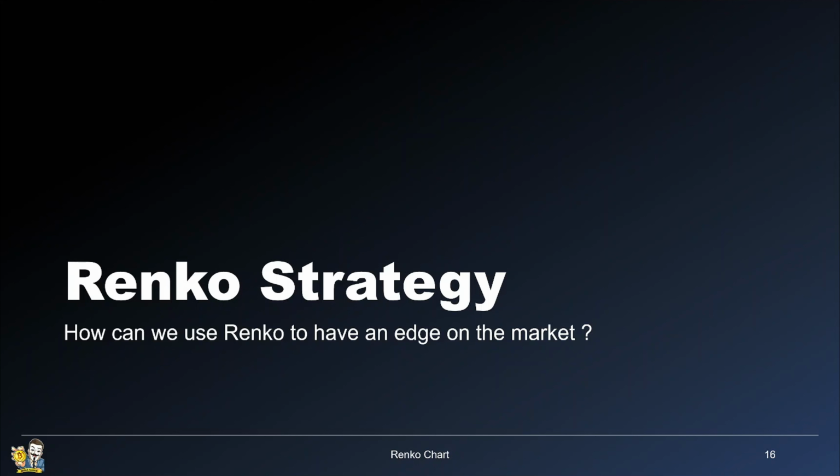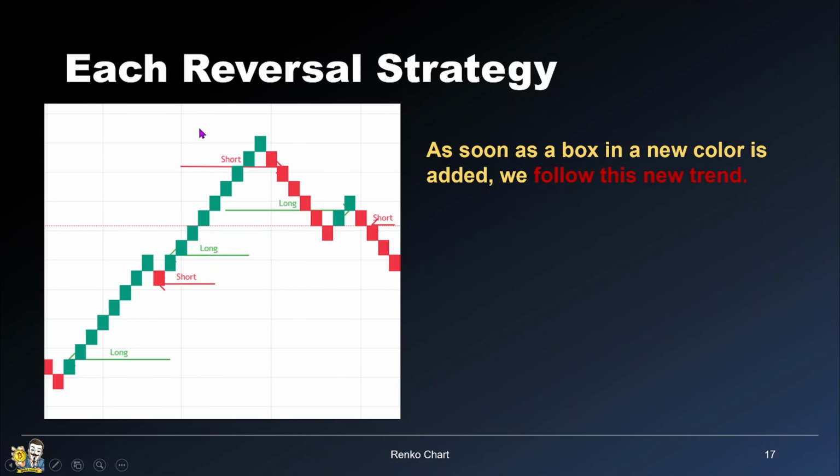Okay, now that you have understood how to build a Renko graph, we are going to study a strategy that will allow us to have an edge on the financial markets. The strategy is very simple to use and is called the Renko reversal strategy. It consists of following the signals that Renko sends us of the trend changes. That is to say that as soon as a new box of a new color appears, we follow this new trend. As you can see on the graph here, we enter a long position for the uptrend and a short position for the downtrend. Be careful. Not all signals are necessarily winners. Let's analyze all of this on TradingView.